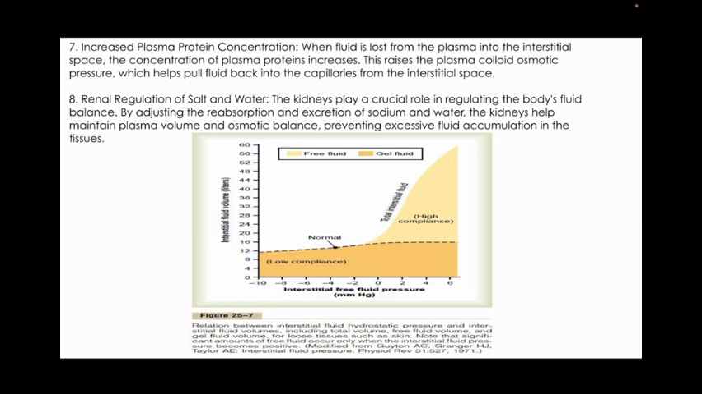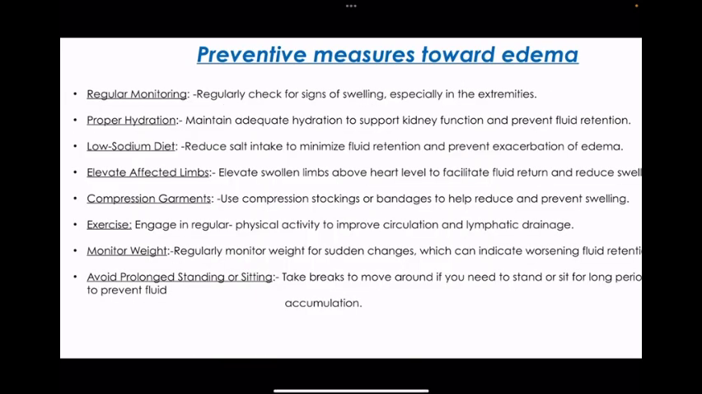Renal regulation of salt and water. The kidney plays a crucial role in regulating the body's fluid balance by adjusting the reabsorption and excretion of sodium and water. The kidney helps maintain plasma volume and osmotic balance, preventing excess fluid accumulation in the tissues. Now finally, some preventive measures toward edema.